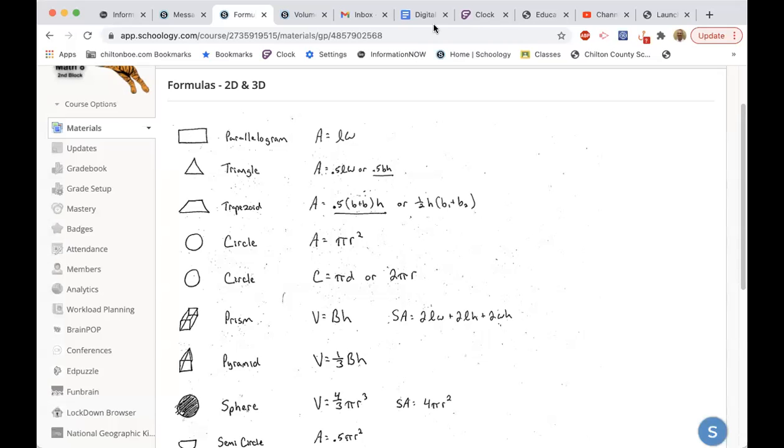This video is a review on our unit on volume. Here's our formula sheet. I've put it in the yellow notes folder for you.